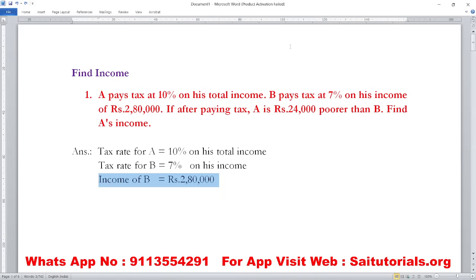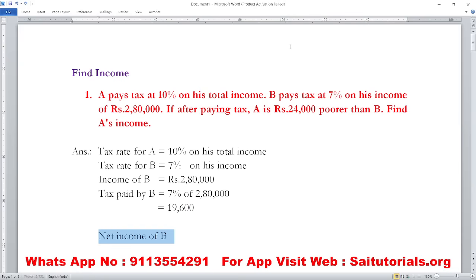Income of B is given in the question, 2,80,000. So we have to calculate the tax. 7% on 2,80,000 is 19,600. Given 7% in the question, and income is given in the question, 2,80,000. So on 2,80,000, 7% means 19,600.